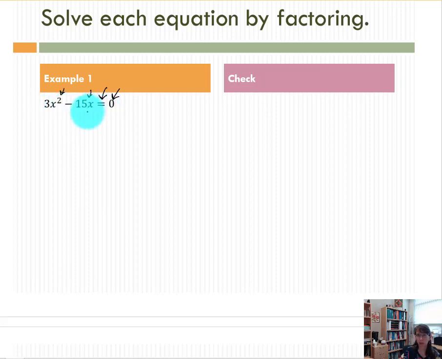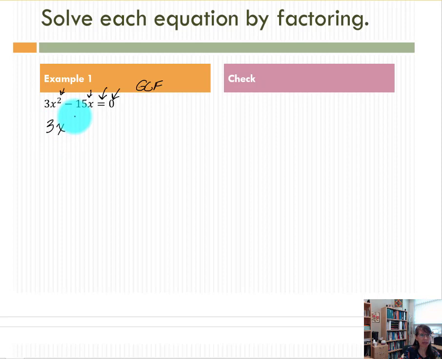Since we only have two terms, we need to think of what type of factoring we have done with two terms. It might be a difference of squares or just greatest common factor. 3 and 15 are not perfect squares, so we know that it cannot be a difference of squares. So we'll look at greatest common factor. 3 and 15 have a common factor of 3. x squared and x both have at least x in common.